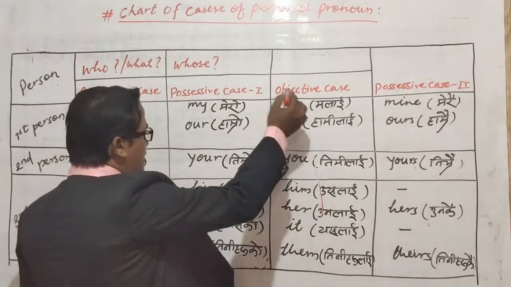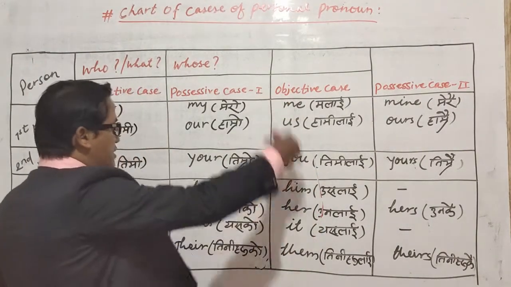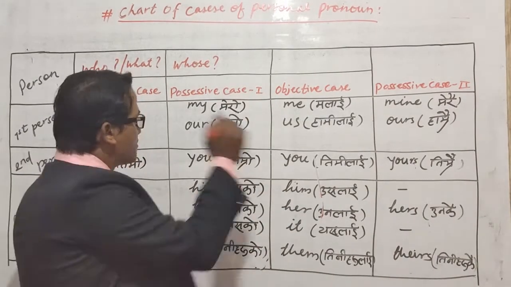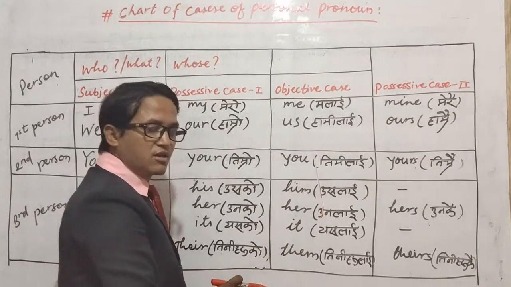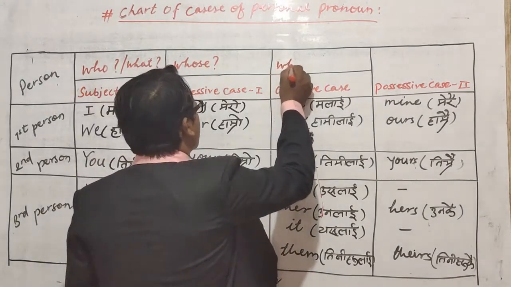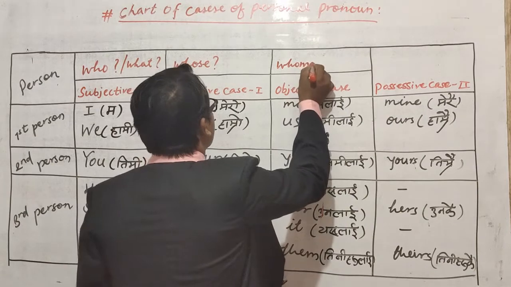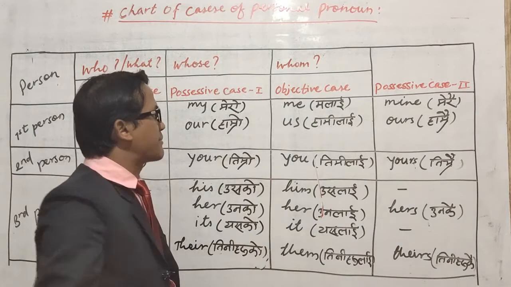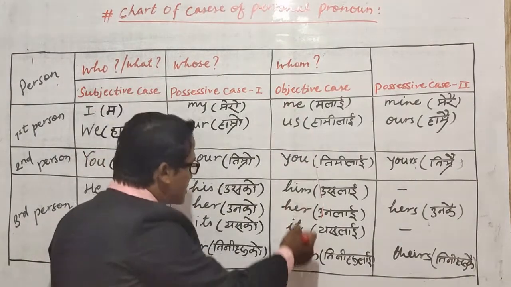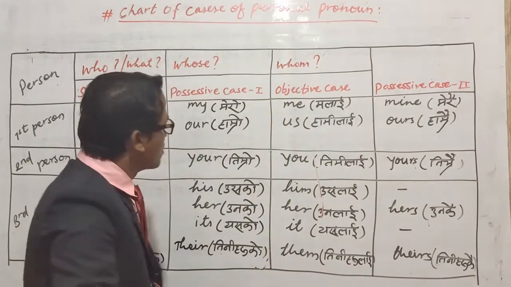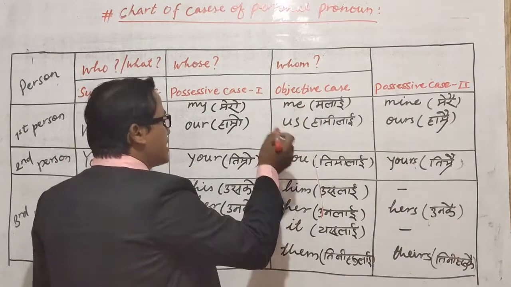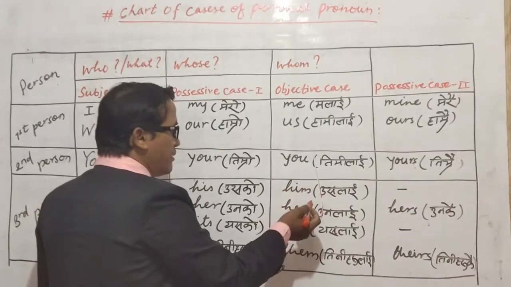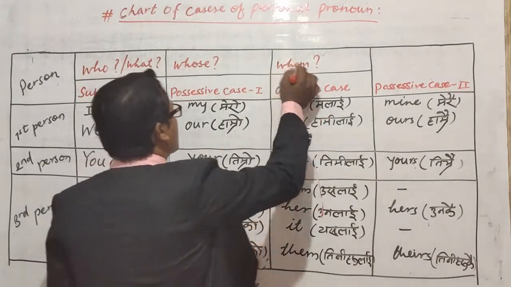Similarly, object case. So these pronouns are used in a sentence as an object, so they are object case. This is the answer of the whom question. So when you ask whom, then the answer will be these. You can ask, I called him: whom? Called me, us, you, him, etc. So you can ask the whom question.